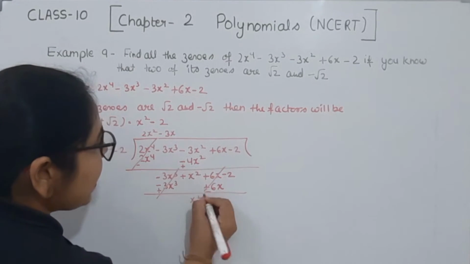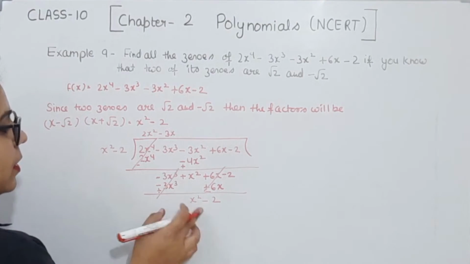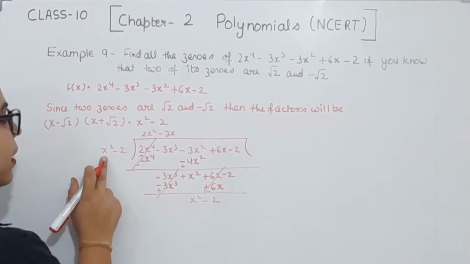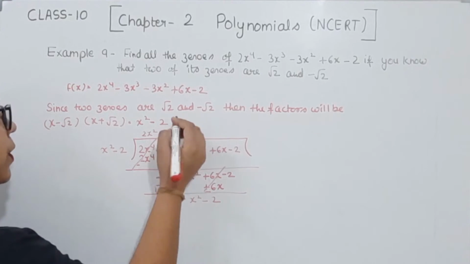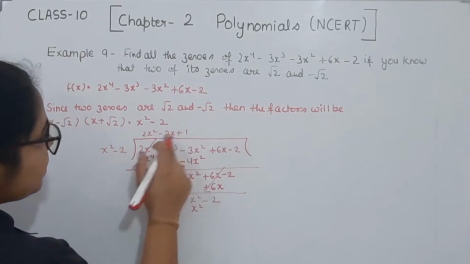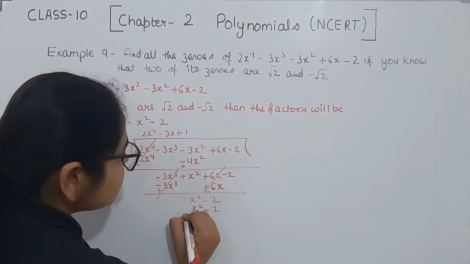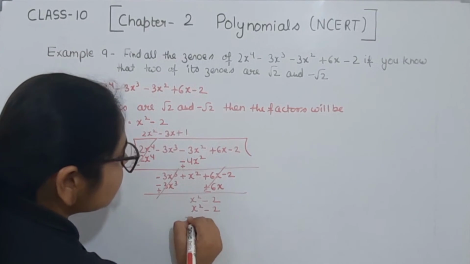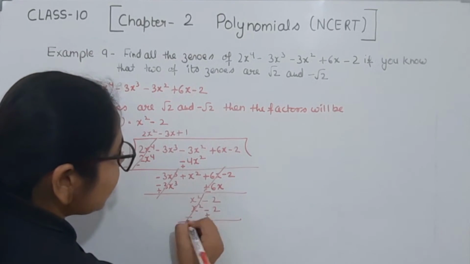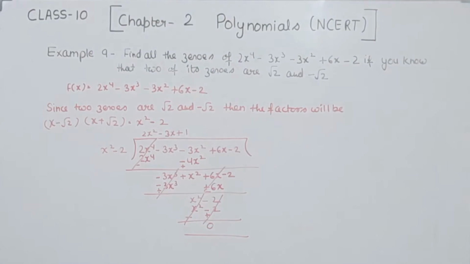So here we are having x square minus 2. I'm going to write this one the same way. Here we are having x square, here we are having x square, so I'm going to multiply by 1. So this is x square, and plus minus minus will have minus 2. Change the sign here, so this is cancelled, this is also cancelled. So we are not having a remainder.